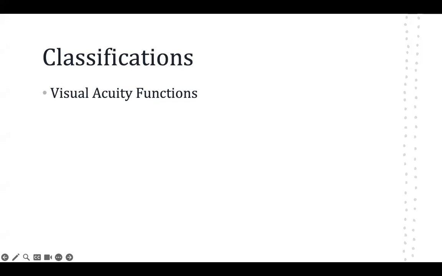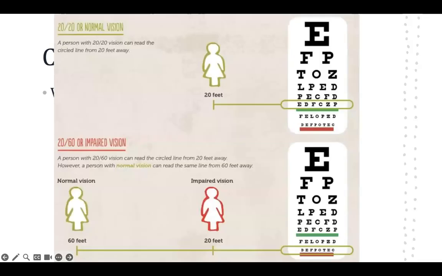Another thing to consider when we're talking about the eye is visual acuity. That can be observed through doing a visual acuity test, where they are examining how well somebody can see. You've probably heard of normal vision or 20/20 vision. What that basically means is that a person with 20/20 vision can read the lines circled at 20 feet away. So they can read this line at 20 feet away.